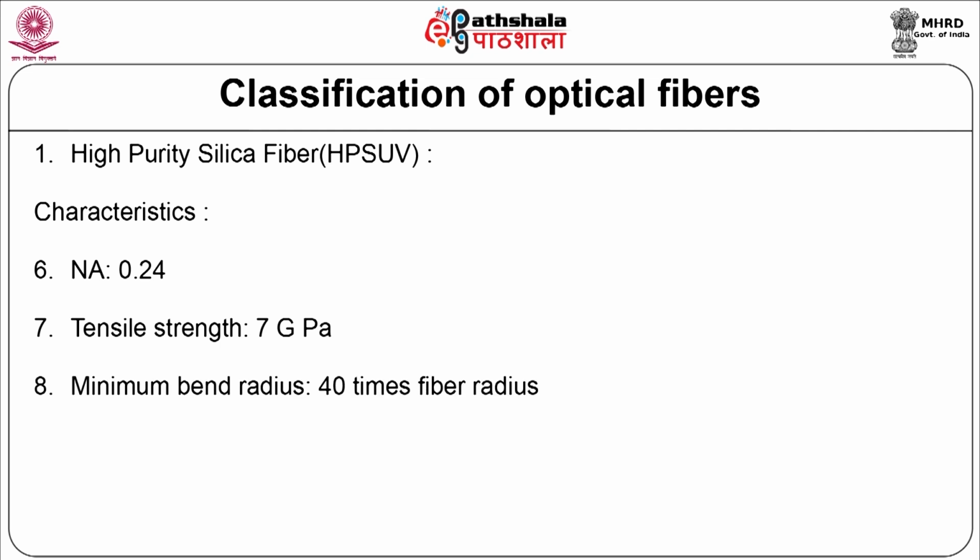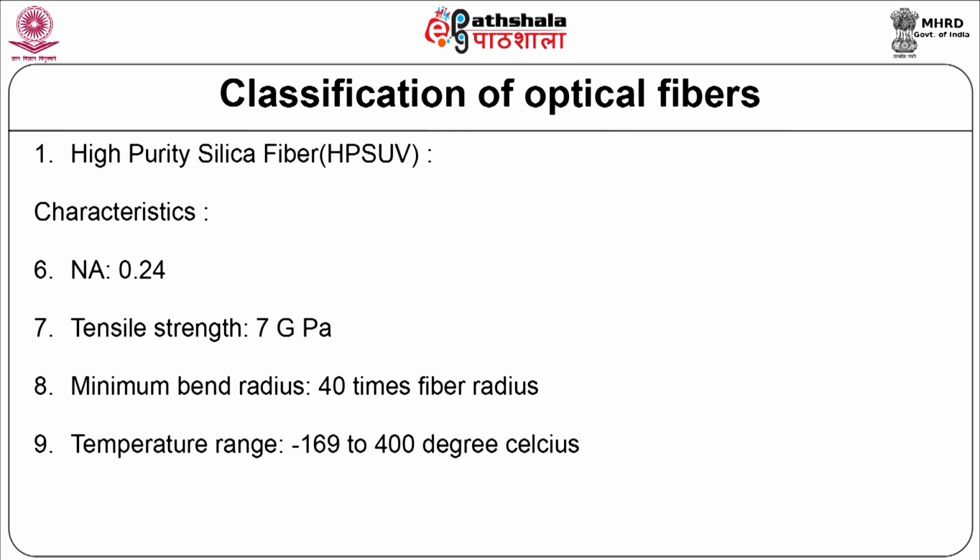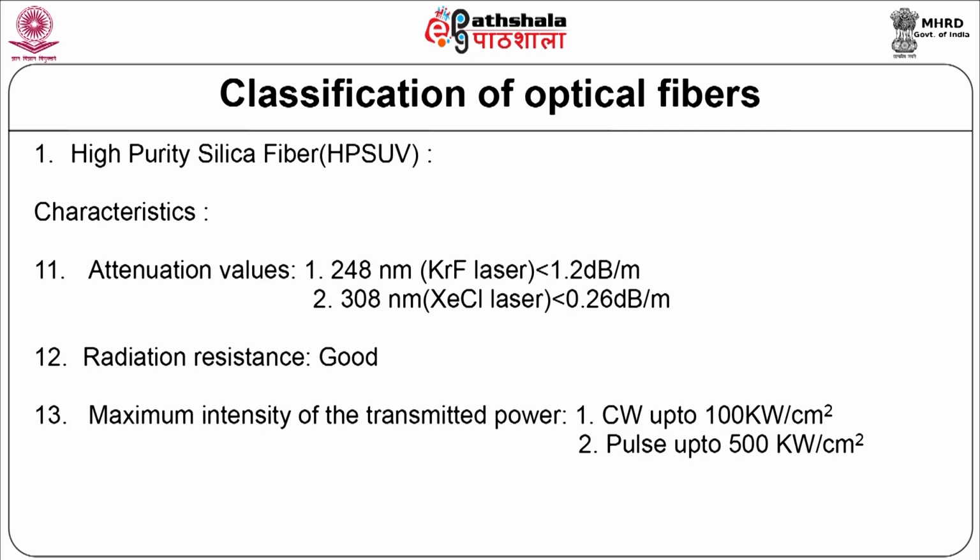Minimum bend radius is 40 times the fiber radius. Temperature range is minus 169 degrees Celsius to 400 degrees Celsius and 100% humidity. Attenuation values are 1.248 nanometer for a particular type of laser and 2.308 nanometer for xenon laser.